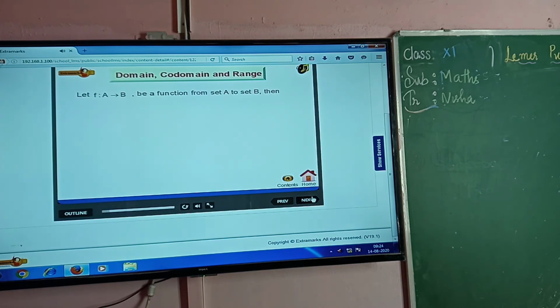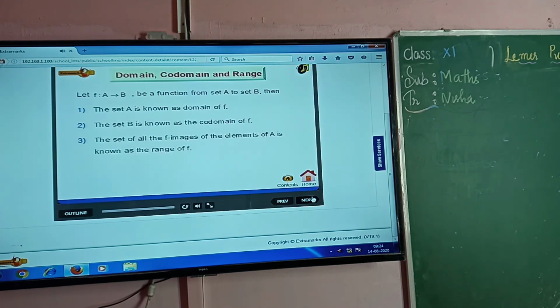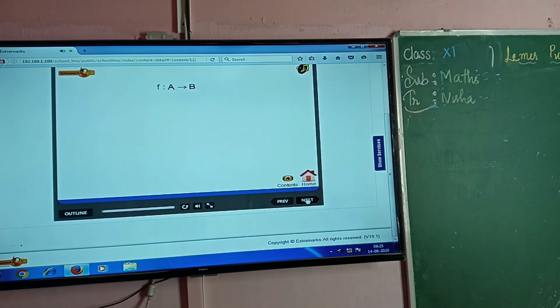Let f mapped from A to B be a function from set A to set B. Then set A is known as the domain of f. Set B is known as the codomain of f. The set of all the f images of the elements of A is known as the range of f. Here, f is a function defined from set A to set B. Then, set A is the domain of function f, and set B is the codomain of the function f. Range of a function is a subset of its codomain.